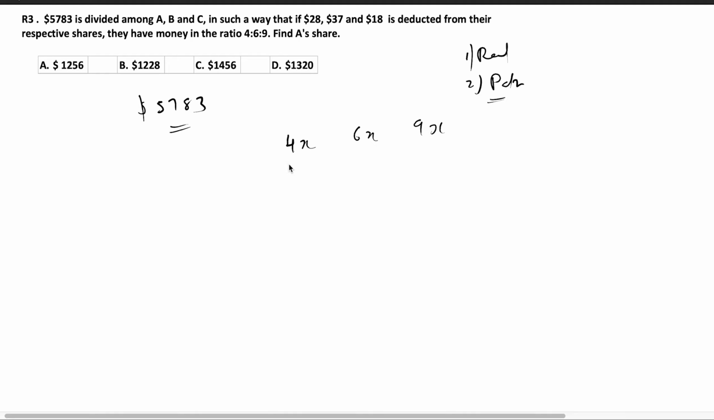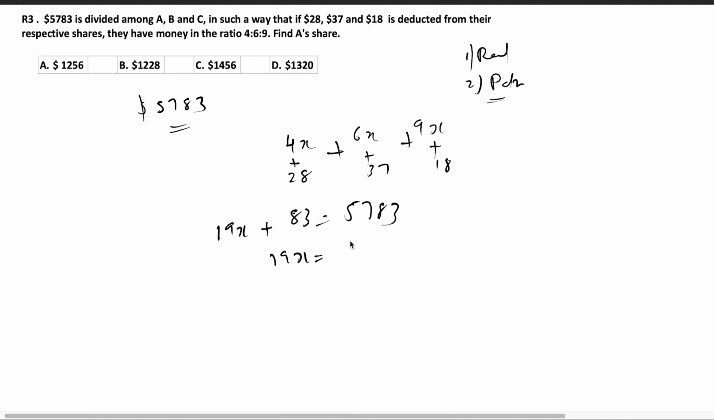So to get the money in their hand before the deduction, all you have to do is add whatever was reduced, plus $28 plus 37 plus 18. And if you look at the question, the sum of all of these values will be 5783. So 4x plus 6x plus 9x will be 19x. 19x plus 28 plus 37 is 65, plus 18 is 83. 19x plus 83 is equal to 5783.